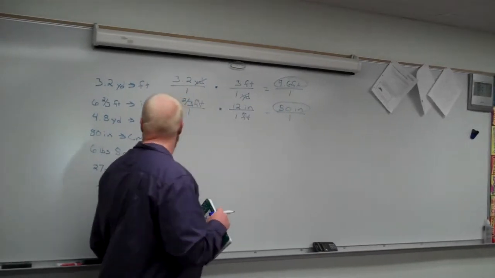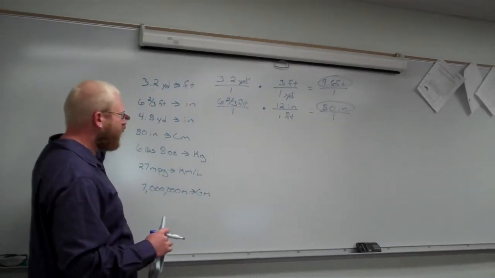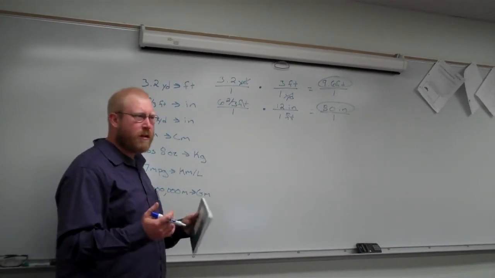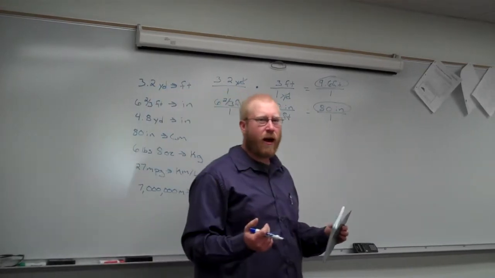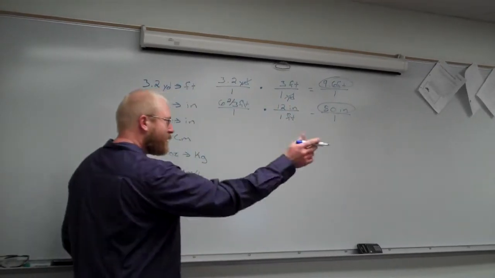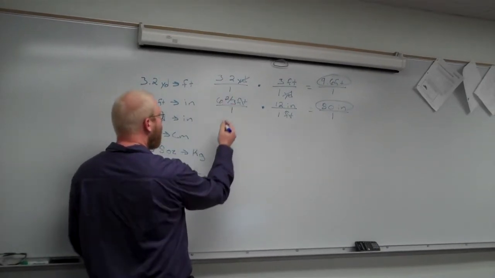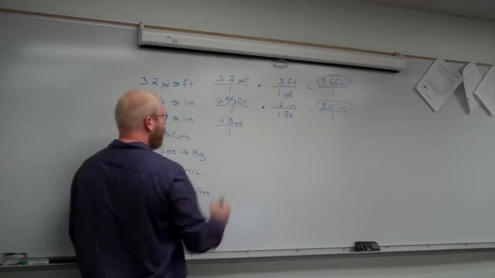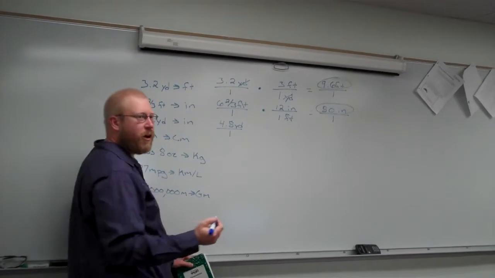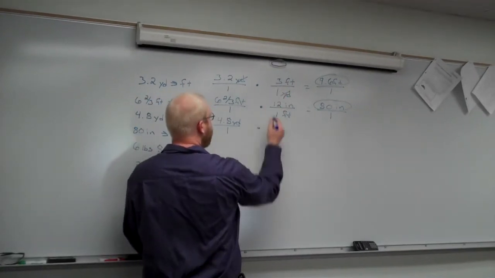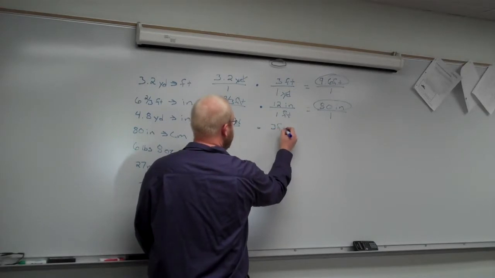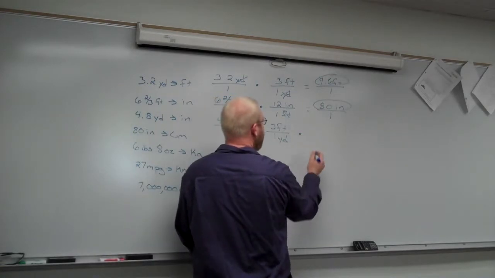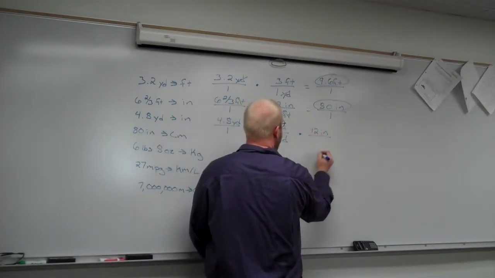So as we get to more difficult ones, I think we've got the idea. Well, how would we do yards to inches? Do we know how many inches are in a yard? If we didn't, we could do a compound multiplication. Exactly, we could go yards to feet to inches. So just to demonstrate that process, 4.8 yards over 1. If I don't know how many inches are in a yard, I could use the conversion from up here, 3 feet in 1 yard, and then use this conversion right here, 12 inches in 1 foot.